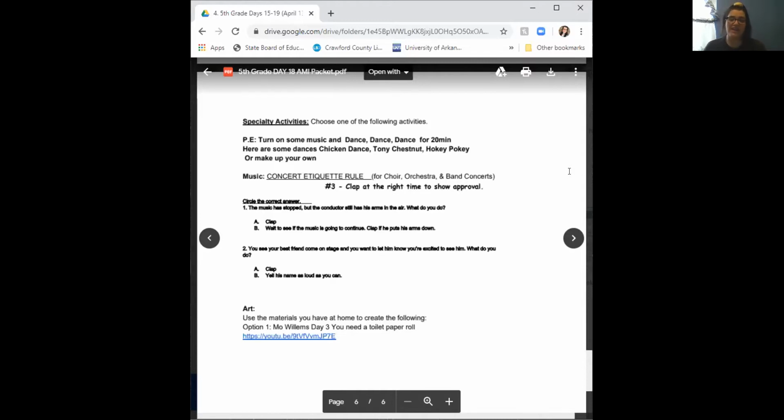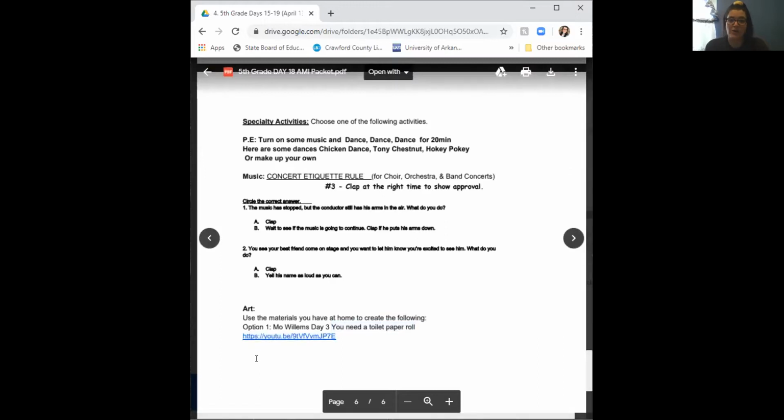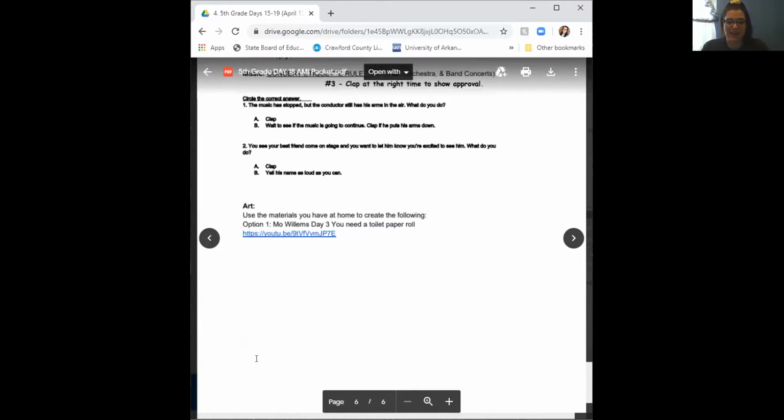Okay, and then for art, it says use the materials you have at home to create the following. It gives you option 1, and option 1 is Mo Willems' Day 3. Remember, Mo Willems is a children's book author. He wrote books like Elephant and Piggie. So this is Mo Willems' Day 3. You need a toilet paper roll. So to do your art option 1 today, you're going to need a toilet paper roll. Then you'll watch this video to see what they're going to create and how they're going to use that toilet paper roll. So you just have your toilet paper roll, click on that video link, and follow along with what they are creating. That's if you choose to do art today.